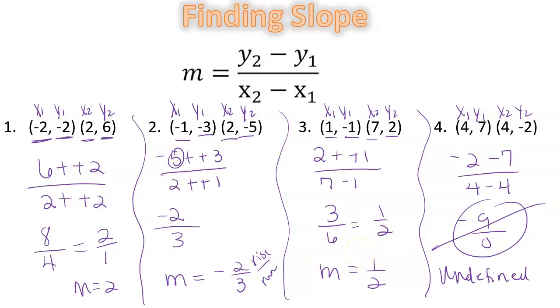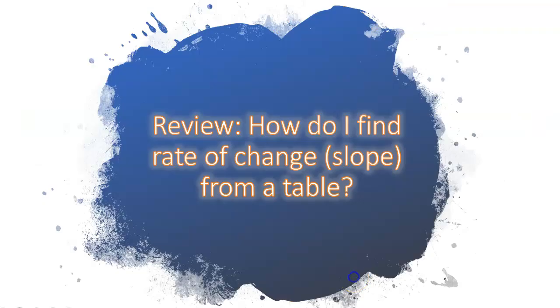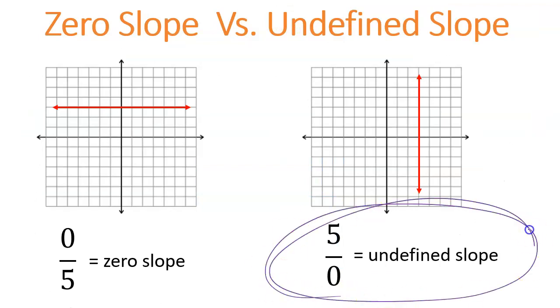4 was a special case. Negative 2 minus 7, same sign, so add and keep the sign, negative 9. Over 4 minus 4 is 0. And if you think back to when we did special cases a few days ago, we talked about how you cannot divide by 0 in math. It's not possible. We call that undefined.